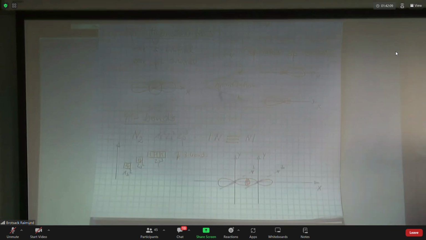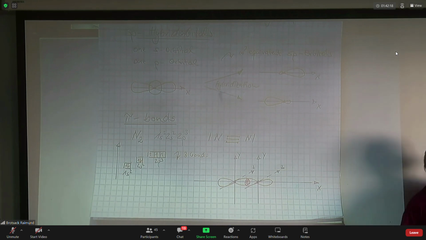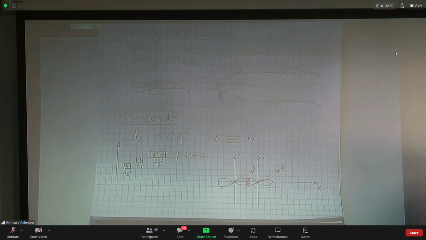Is it a sigma or is it a pi? Looking only at that, is that a sigma or is it a pi bond? It is a sigma, of course. We can rotate. It's on the same axis. No problem. Now, let's talk about the next.